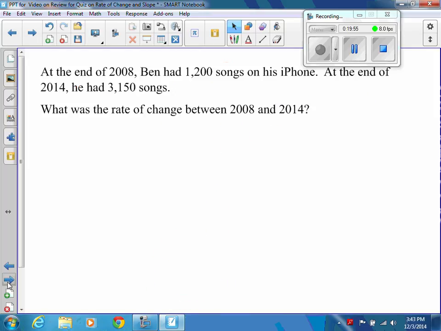Now we have some word problems though. So this is our rate of change type of thing. At the end of 2008, Ben had 1,200 songs on his iPhone. At the end of 2014, he had 3,150 songs. What was the rate of change between 2008 and 2014? Okay, in order to do this, remember we need to set this up with our formula for y2 minus y1 over x2 minus x1.